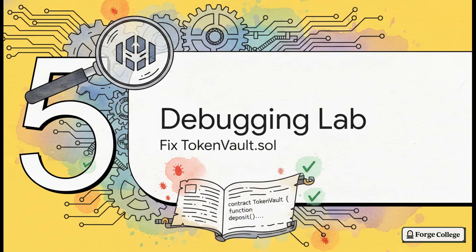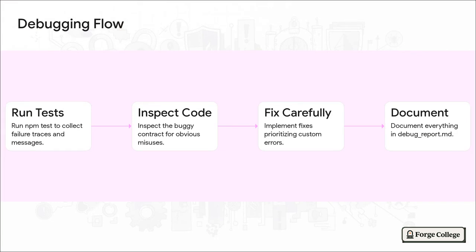Section 5. Lab: Debugging the Contract, fixing TokenVault.sol. Time to put on our blockchain detective hats, everyone. We are going to review a deliberately buggy contract called TokenVault. To do this, we'll follow a very strict, simple engineering flow.